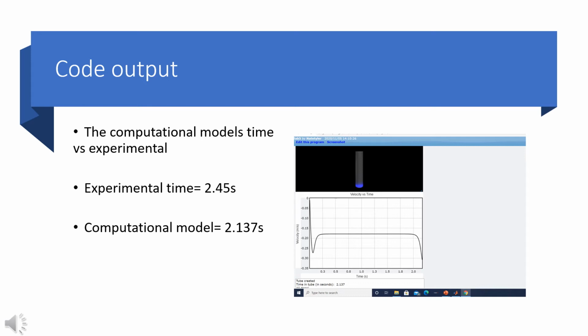As shown on the graph on the bottom right in the velocity versus time graph, the magnet speeds up till reaching the tube, then decelerates to its terminal velocity inside the tube, and is kept at this speed until exiting the tube, shown by an increase of speed again at the right. My experimental time of the lab was 2.45 seconds, and the computational model was 2.137 seconds. So overall, I think the model was really accurate.